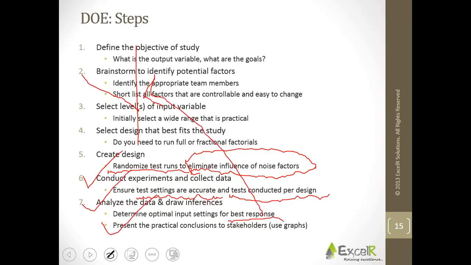Then present the practical conclusion to stakeholders using some kind of graphs. By running the design of experiments, you'll be statistically able to prove something. But we don't just want to statistically prove something. We want to have a practical solution which can be showcased to the senior management.